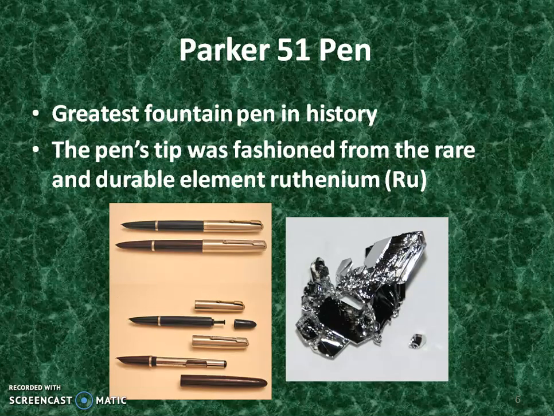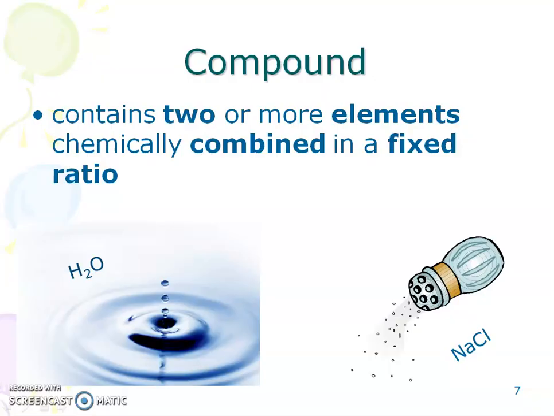Just like the Parker 51 pen has this erythrium, something that you probably never heard of, but erythrium is an element on the periodic table. So a compound is a combination of 2 of those elements, 2 or more, I should say, elements combined.